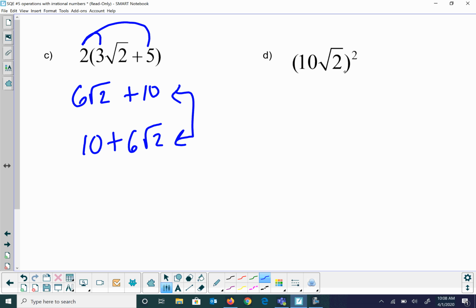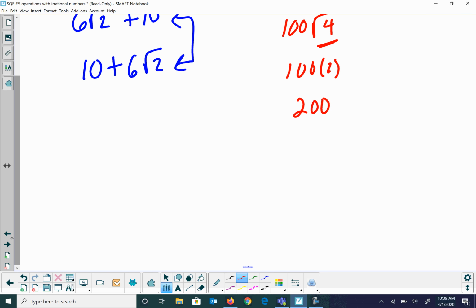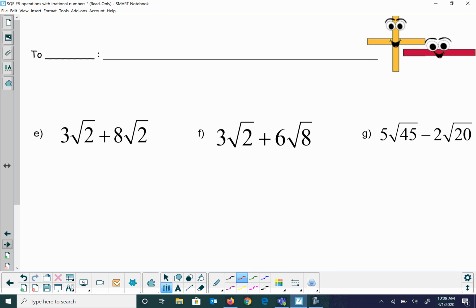Letter D is a little bit different, where this 2 comes here, and this comes here. So 10 squared is 100, and then 2 squared is 4, and the square root of 4 is 2, so I get 100 times 2, which gives me 200. All right, so when we are adding and subtracting with radicals, if it's the exact same radical, we just count up. So 3 added to 8 is 11. And then the root 2 stays just the same, and that problem's finished.